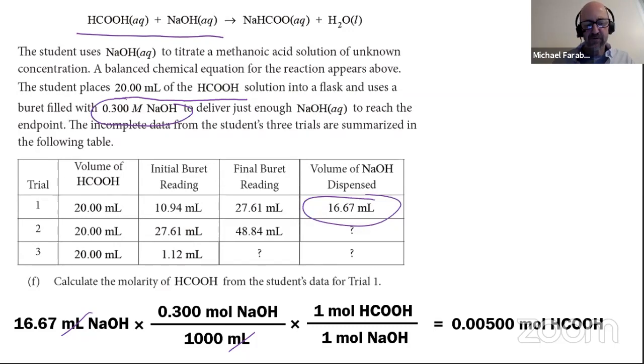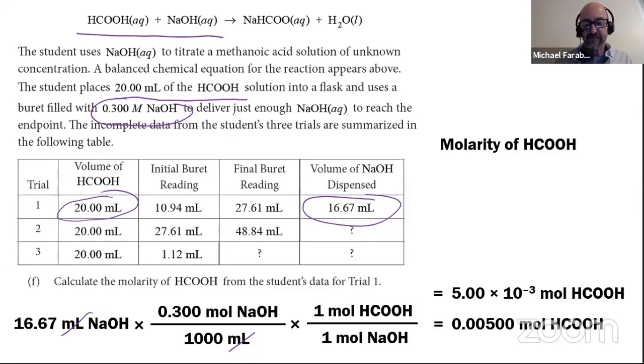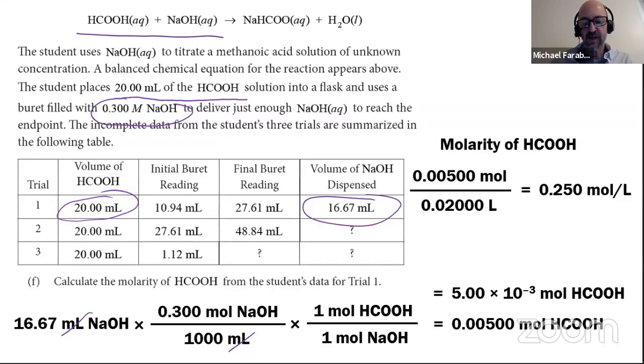And that number, 16.67 times 0.3 divided by 1,000 is equal to 0.005. That's not the final answer. That is the moles of acid present in a 20 milliliter sample. So the molarity would be moles divided by liters. So not 20, but 0.02 liters. 0.005 divided by 0.02 is 0.25. So correct answer, 0.25. That's what we're looking for.